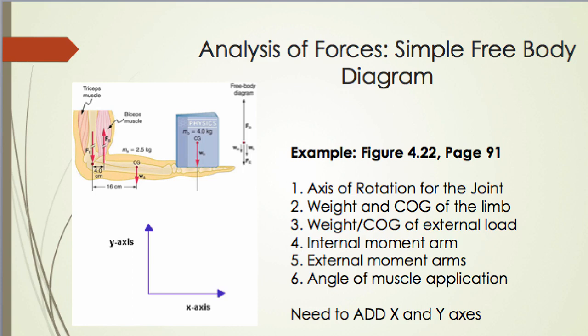It is going from the insertion of the quadriceps to the axis of rotation. So it doesn't give us what it is here, but we know where it is. And then the external moment arm is the distance from the axis of rotation to the center of mass for the shank. And the external moment arm for the weight is the distance from the axis of rotation of the knee to the weight itself, right?